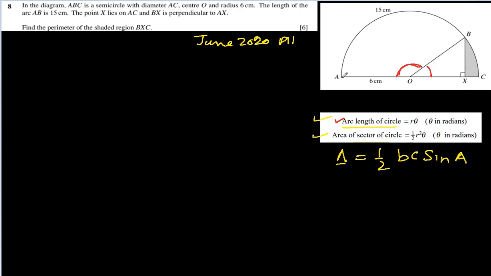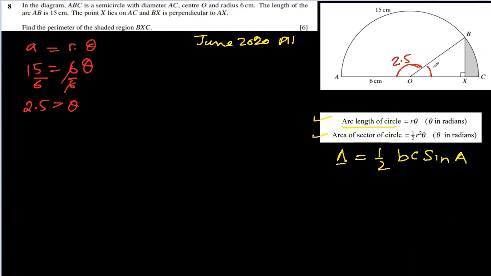If I look at this big sector, the major sector, 15 centimeters is the length of the arc, right? And the radius is 6. So we can find the angle it is subtending at the center. We know that arc is r theta. Arc is 15, radius is 6, so theta can be found. Let's divide both sides by 6. So 2.5 equals theta. So this angle is 2.5.